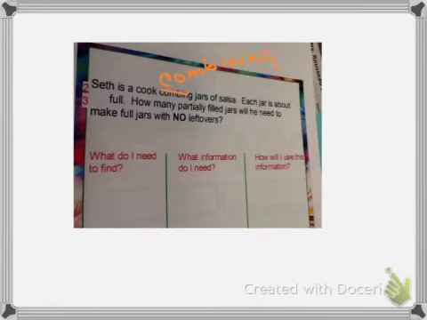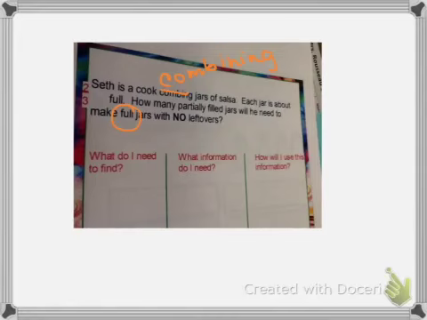Seth is a cook combining jars of salsa. Each jar is about 2/3 full. How many partially filled jars will he need to make full jars with no leftovers? Well, we don't know how many jars he had, and now we don't know how many jars we're going to fill. We just know that we need to have full jars.